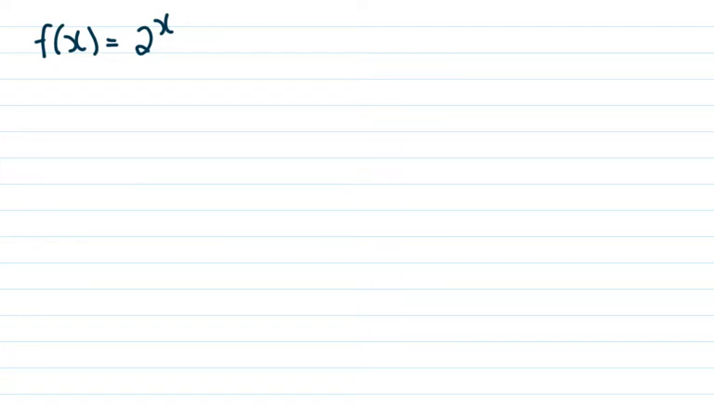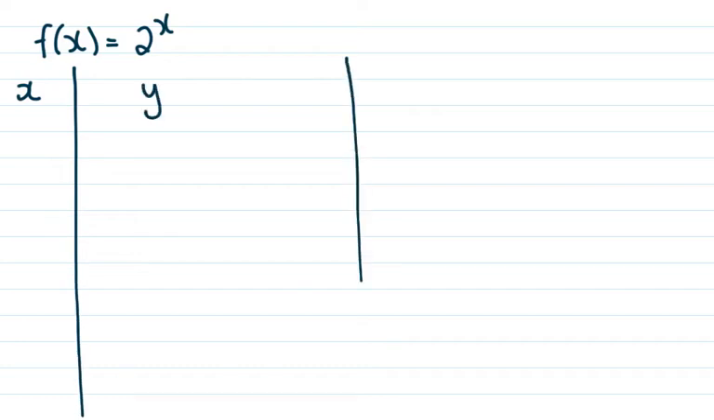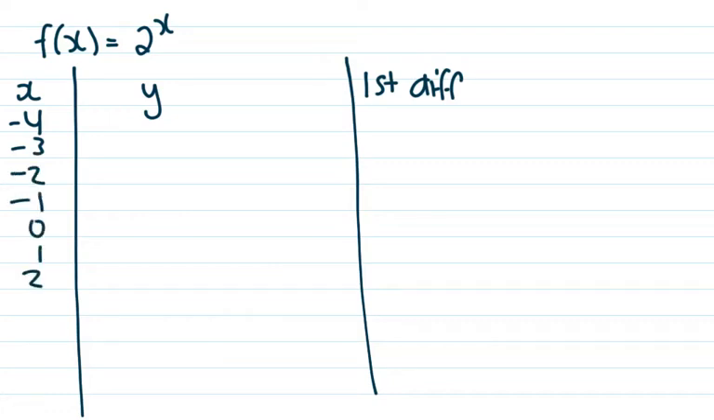Looking at the table of values there, I have x values given to me, and then I have a y column, and then I have a first differences column. My x values are from -4 up to +4, and I'm just going to plug those into this equation, 2 to the power of x, and see what I get out for y.